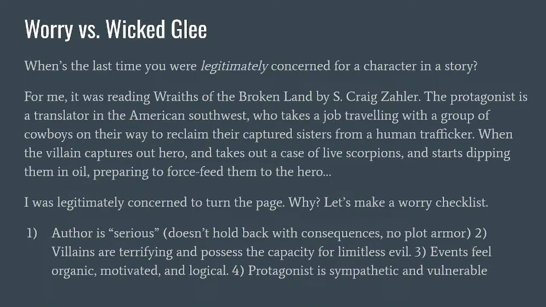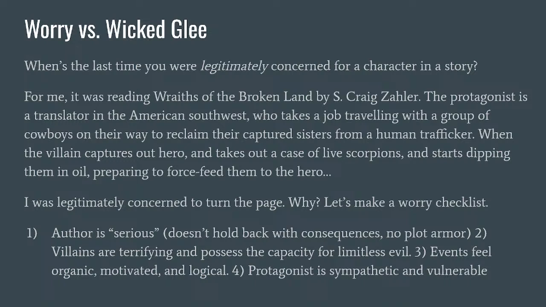Number two, the villains are terrifying and possess the capacity for limitless evil. It doesn't literally have to be limitless because no evil is exactly limitless, but it should feel like, oh god, they are not just capable of doing, or the story is not just capable of inflicting, these fates on these characters that I like and care about, but the villain is too. And we have usually, again, demonstrated the extent of their wrath and cruelty beforehand in the story.